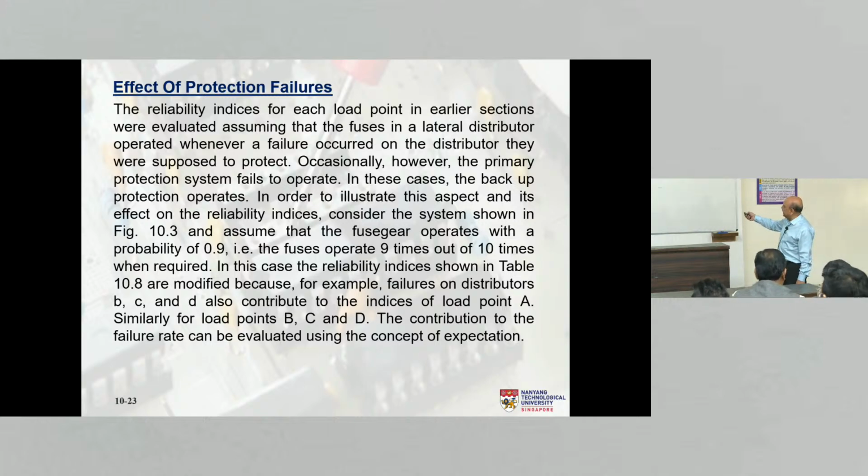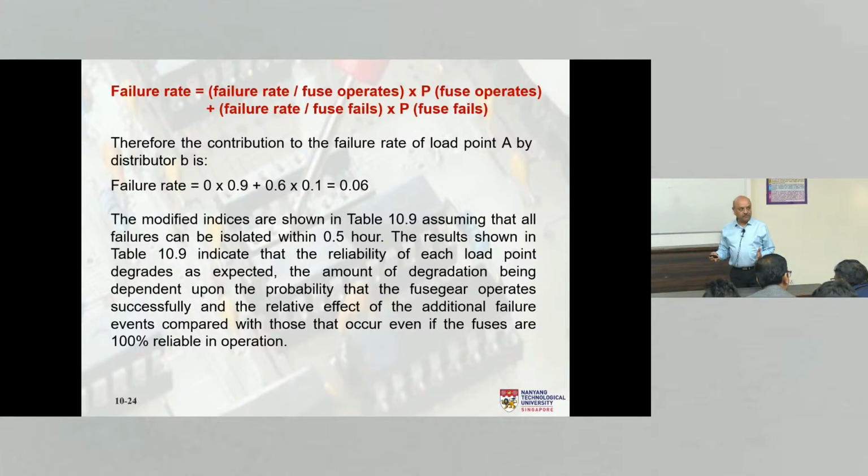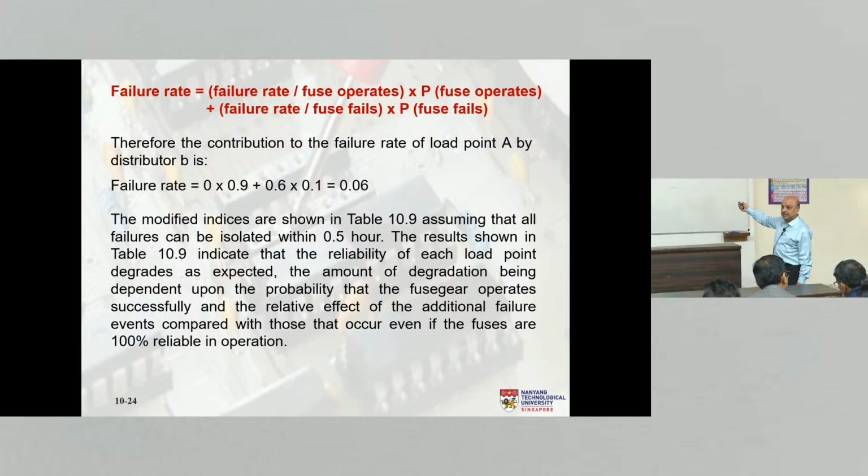So in this case, the reliability indices can be modified, and let's look at that. We need to find the effective failure rate using the concept of expectation. I've been using that word for the last 3-4 days. Expectation, mean, average, right? So we say, what is the failure rate if the fuse operates? Multiplied by the probability that the fuse operates, right? Conditional probability. Okay, so failure rate when the fuse operates is 0. If the fuse is operating, then there is no failure, right? Multiplied by the probability of fuse operates, that's 0.9.